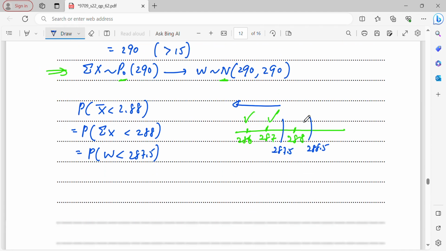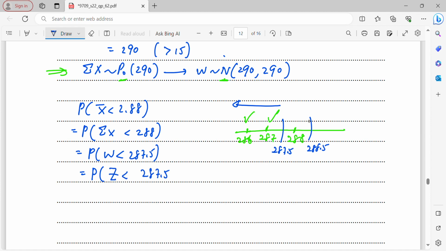Alright, so now I will standardize this because my W is a normally distributed random variable. So then Z less than 287.5 minus 290 over square root of 290 because the variance is also 290. Then now when you calculate this value, it's going to be negative 0.147.